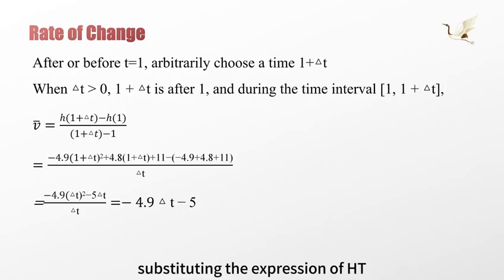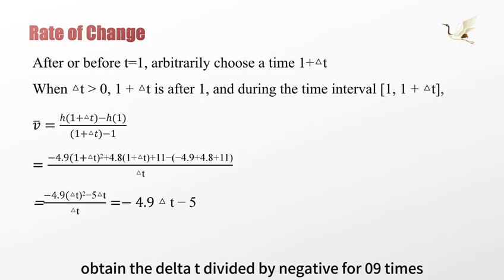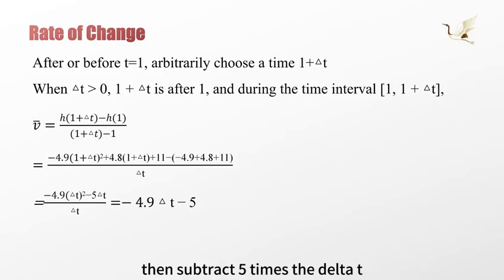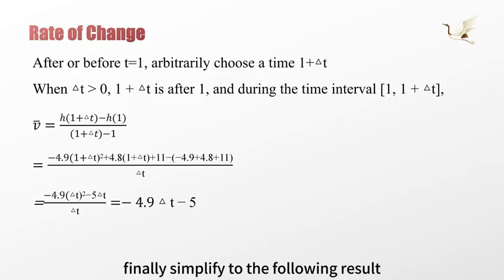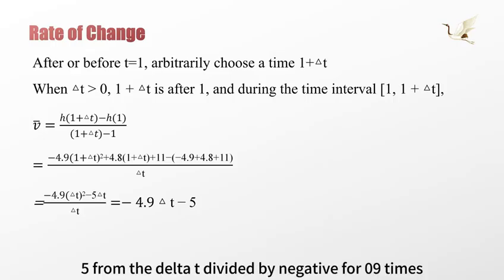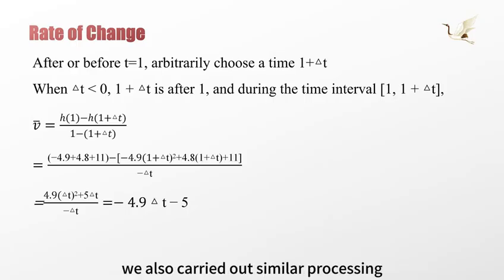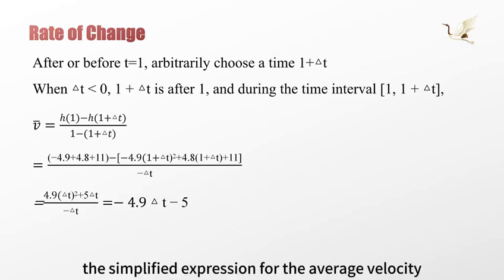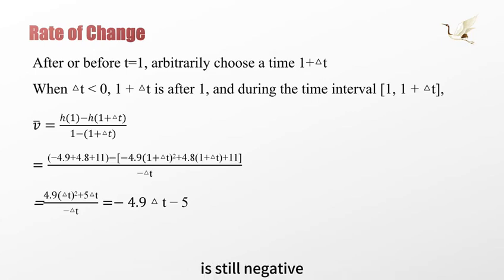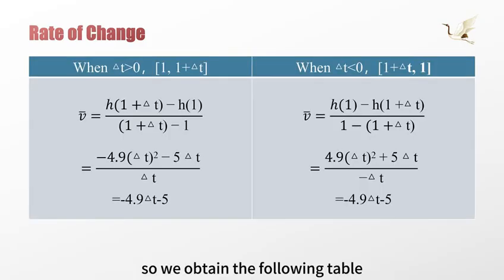Substituting the expression of h(t) for simplification and organization, we obtain Δt times (−4.9Δt − 5) divided by Δt, and finally simplify to the result −4.9Δt − 5. If delta t is less than 0, then 1 plus delta t is before 1. For the corresponding period, we carry out similar processing. In the end, the simplified expression for the average velocity during this period is still −4.9Δt − 5. So, we obtain the following table.